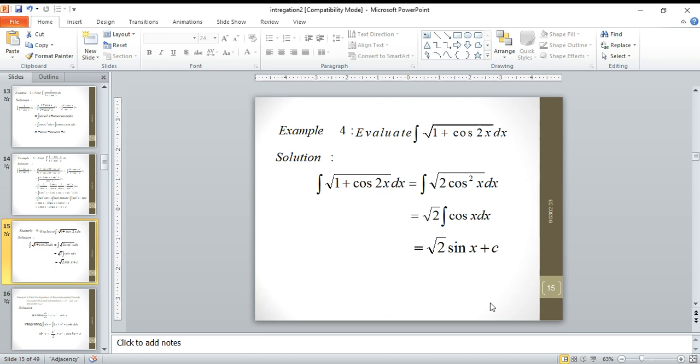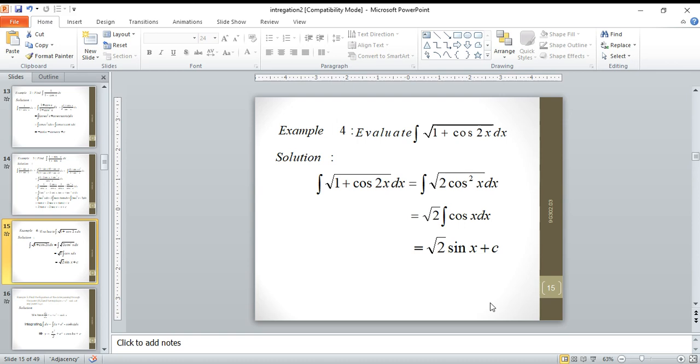It is under root, and we don't have any under root formulas, so this is a trigonometric transformation. Use other formulas: 1 plus cos 2x is equal to 2 cos square x. There is a formula in trigonometry: cos 2x equals 2 cos square x minus 1. So 2 cos square x minus 1, and here plus 1 is there; plus 1 and minus 1 cancel. That equals the integration of under root of 2 cos square x dx.